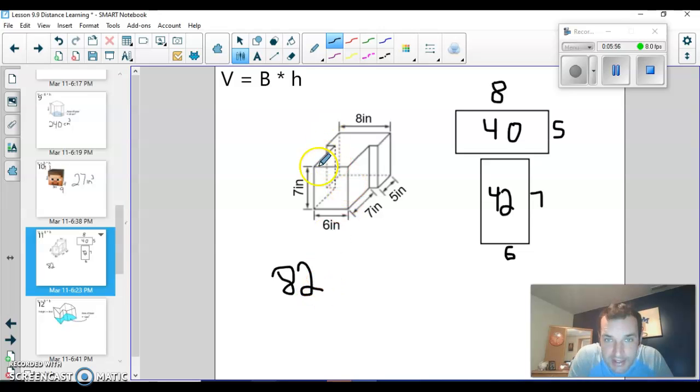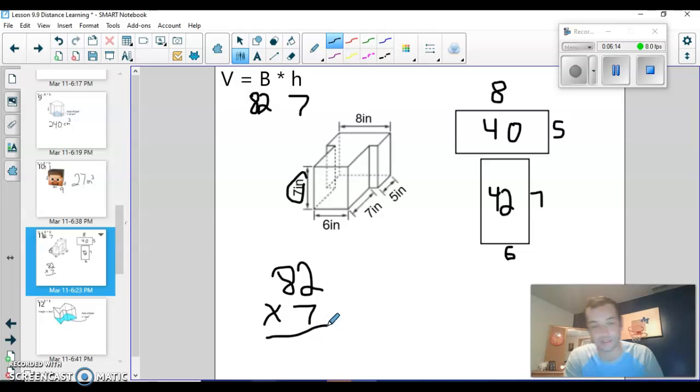Okay. And my height of my entire shape looks like it's a 7. So just like before, so my 82 would be my big B. And then my 7 would be my height. So 82 times 7. So you would be able to use scratch paper, kids, on the side. You could probably beat me because I'm using this keypad. 7 times 2 is 14. 8 times 7 is 56, plus 1 is 57. So my answer to this problem is 574 inches cubed.